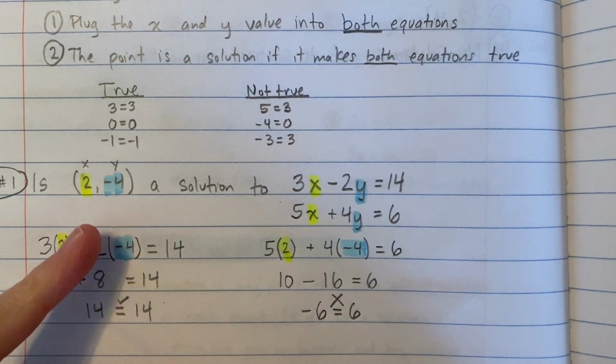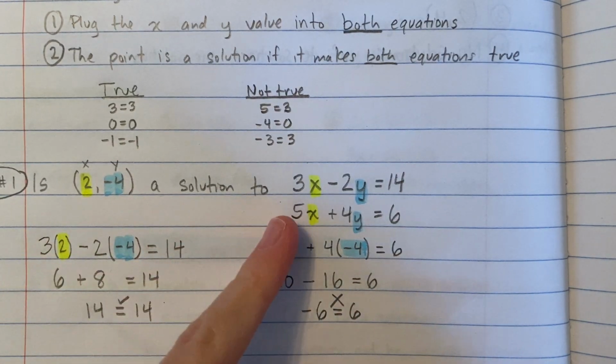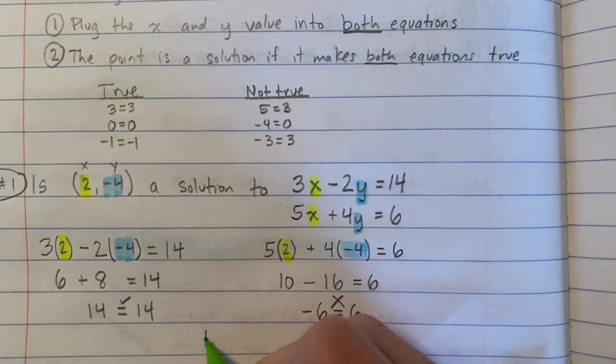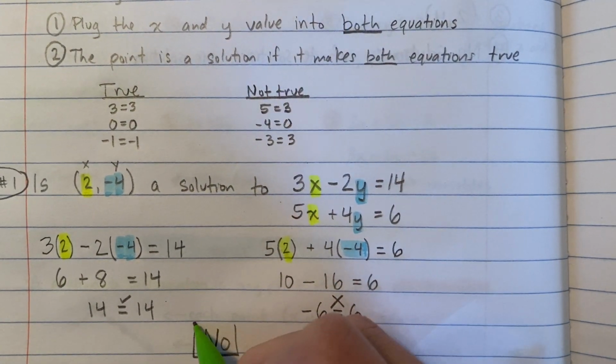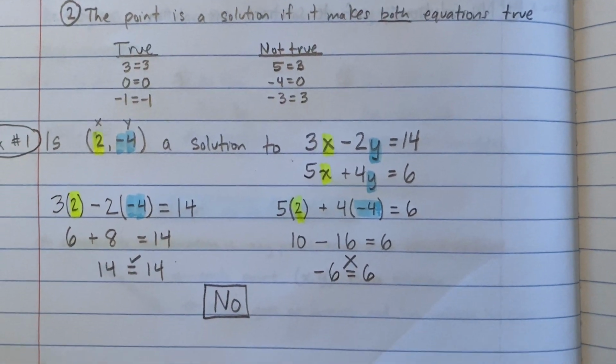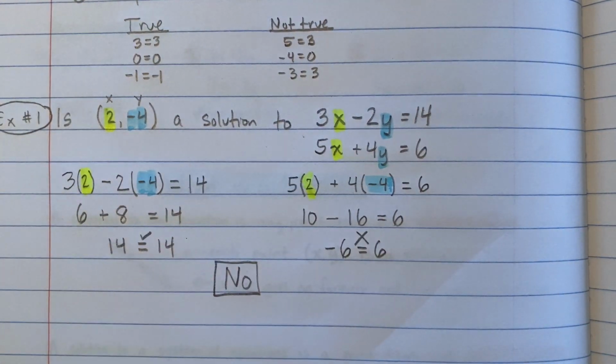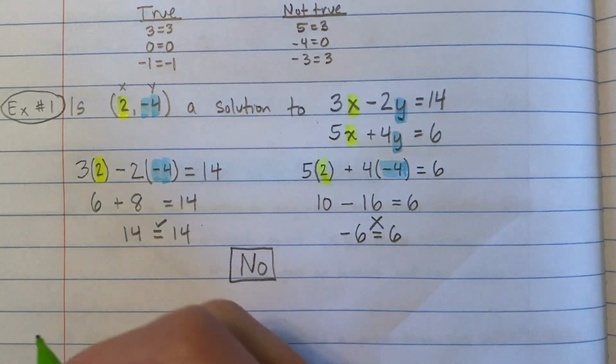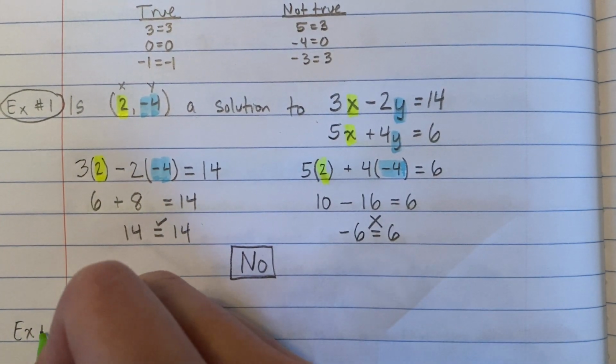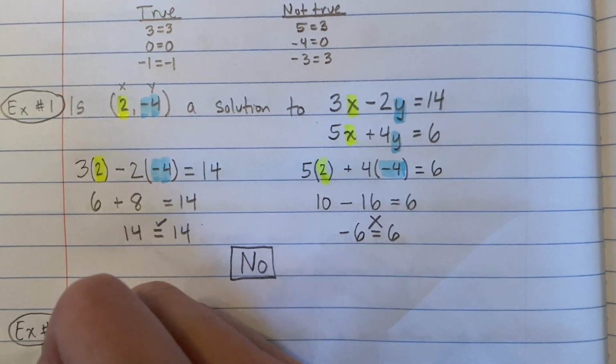So what's the answer to my question? Is 2, -4 a solution to this system? No, it's not, right? In order to be a solution to the system, it has to be a solution to both equations, and it wasn't. Okay, let's take a look at one more example, and then it'll be your chance to give this a go.